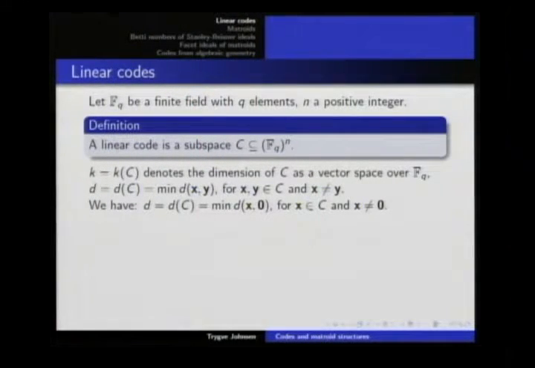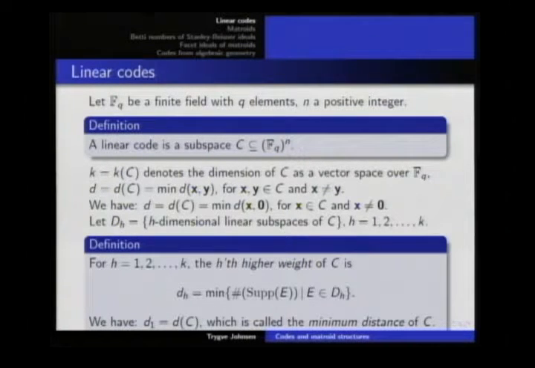And then the distance from x to 0, as you see, is also called the weight of a code word, the number of coordinates where it is different from 0.